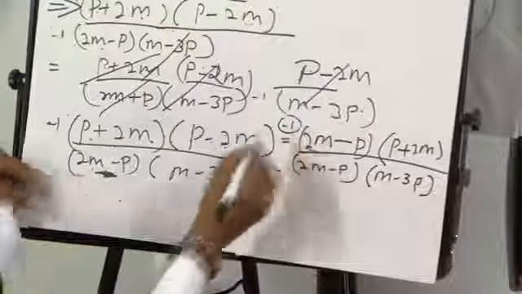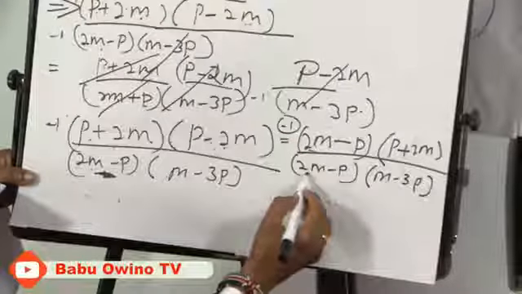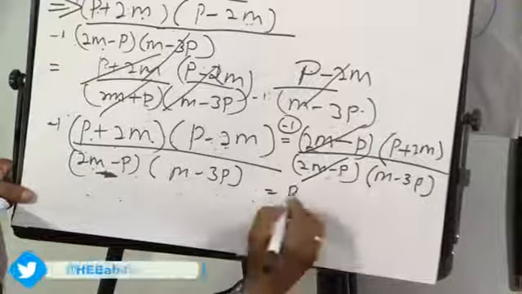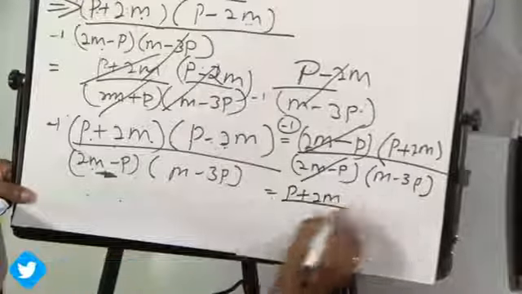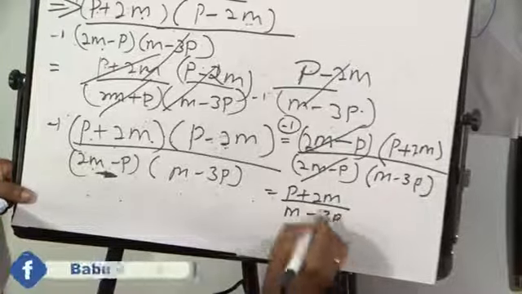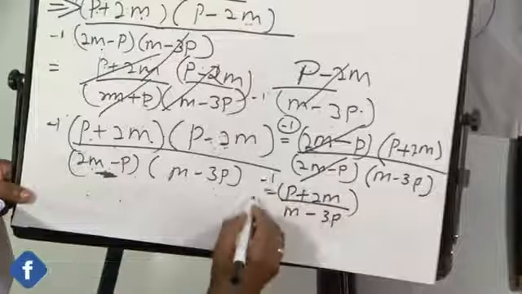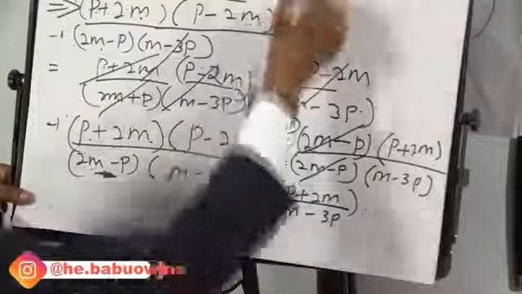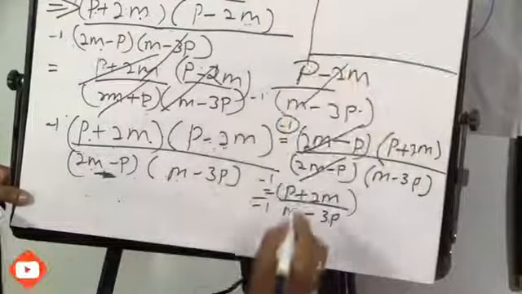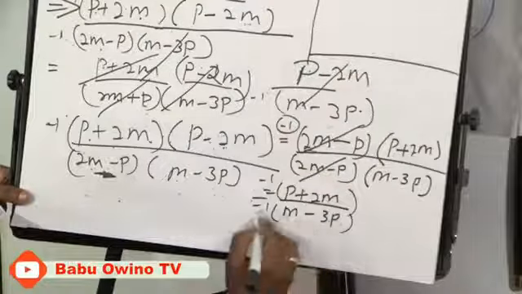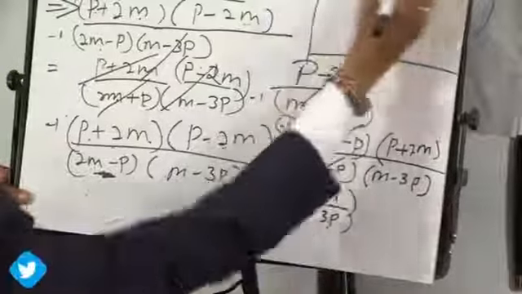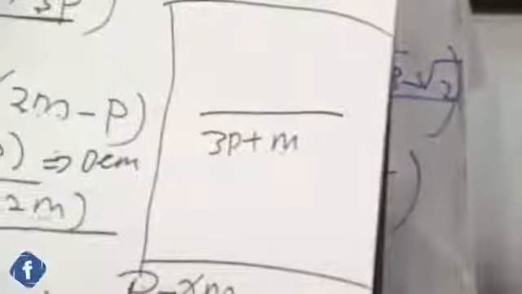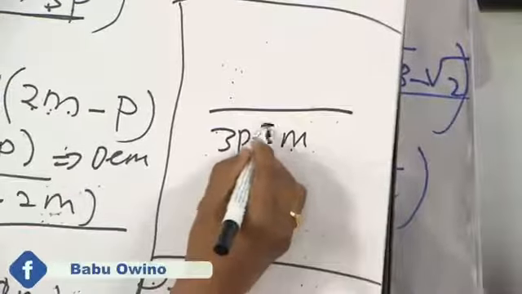Remember, we have negative here. So 2m minus p over 2m minus p, this and this cancel. So here you remain with p plus 2m divided by m minus 3p. So if you have a negative here, we can divide this by negative. Here now you will get, just follow me here, we are almost finishing it. When you multiply this by a negative, you get 3p, the denominator is 3p minus m.